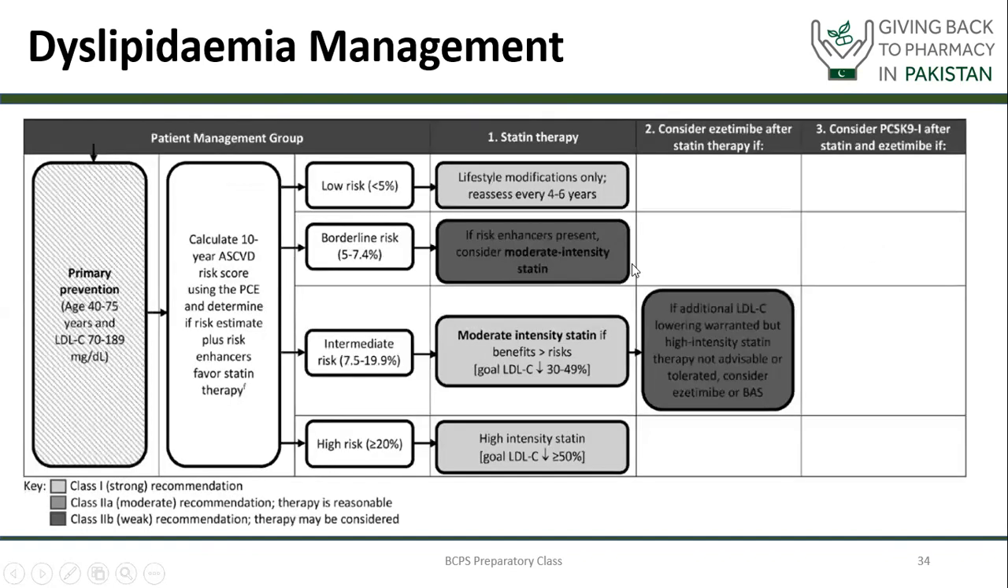And then primary prevention, if the age is 40 to 75 years old and LDL-C is 70 to 189 milligram per deciliter, then you can calculate 10 years ASCVD risk score using the pooled cohort equation, and determine the risk estimation plus risk enhancer favor statin therapy. Then if low risk, borderline, intermediate, in high risk, you will go for high intensity therapy.